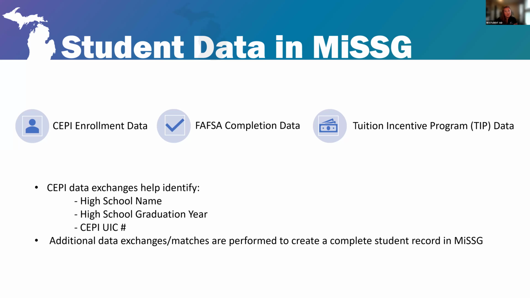So in that type of situation, we've got that TIP record, right? It's in our system, but it's waiting to be connected. So we're looking to see, where's that CEPI UIC number for that student? And then trying to connect those two records so that we can use the data that we're getting through those exchanges with CEPI to make sure that we're identifying the appropriate high school and the appropriate grad year so that we can connect that student and then they're displaying in your roster.